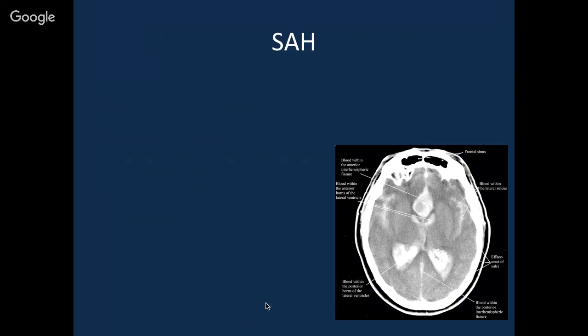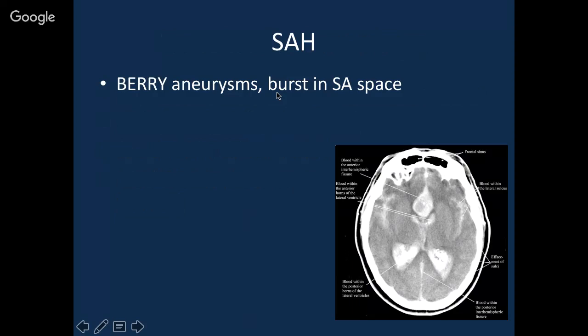Okay, subarachnoid hemorrhage. So this is a picture of subarachnoid hemorrhage. So the blood, as you can see, is not in a specific place. It's all around the subarachnoid space, around the brain, in the ventricles, and so on. So the specific thing is a berry aneurysm. That's just what it's named after. I don't know why it's called berry.